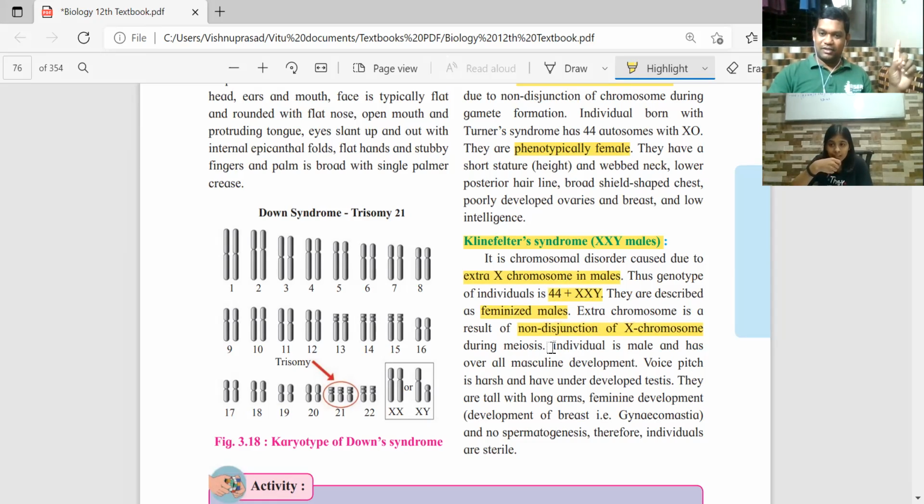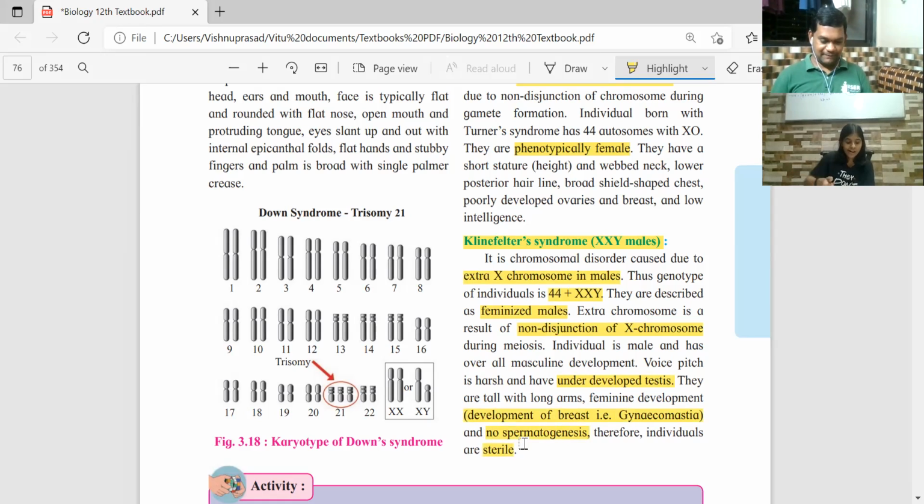So the individual develops as a male. There is overall masculine development, but there are other abnormal symptoms. The testes are not properly developed. They are tall in height, they have long arms, and they have feminine characters also. They are males, but there will be development of the breast, that's called gynecomastia. They won't be able to produce sperms. So testes are underdeveloped and there is no production of sperms. These are males, but they remain sterile. Then it's called Klinefelter's syndrome. So the main point to remember is that there is an extra X chromosome in the males.